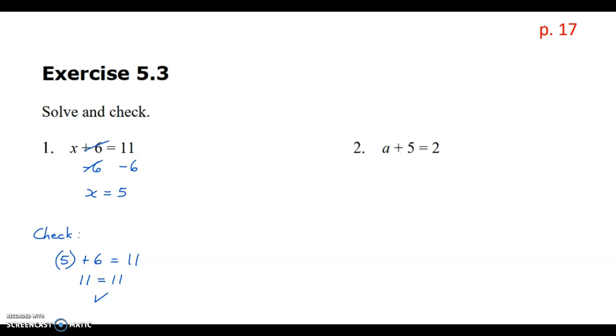For number 2, we're adding 5 to a, so we're going to take those 5 away from both sides of the equation, canceling the 5, isolating a, and 2 minus 5 is negative 3. If we want to check this question, we're going to substitute negative 3 for a, add that to 5 is equal to 2, and see if that works out. And negative 3 plus 5 is positive 2, so we know we've solved correctly.